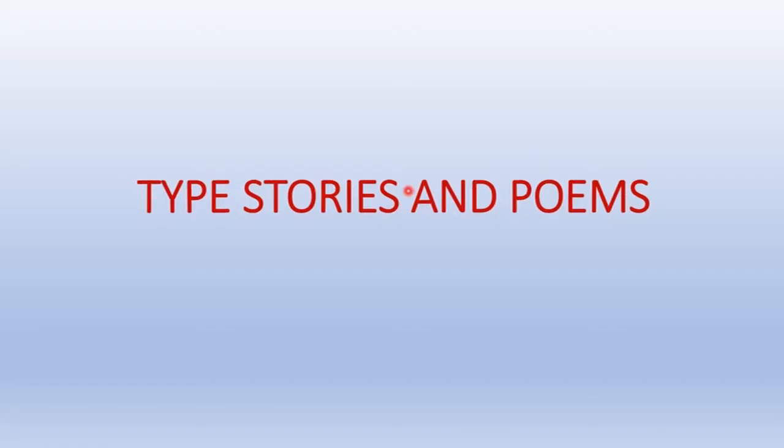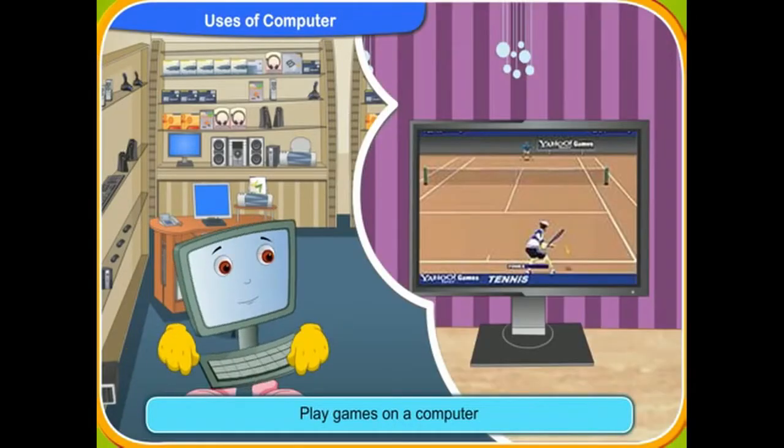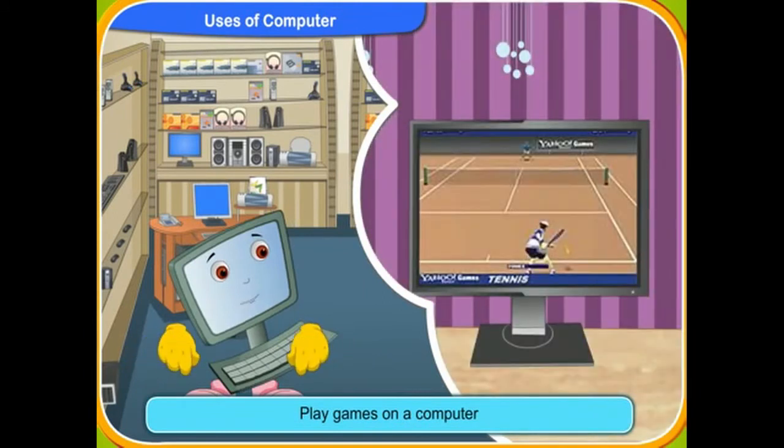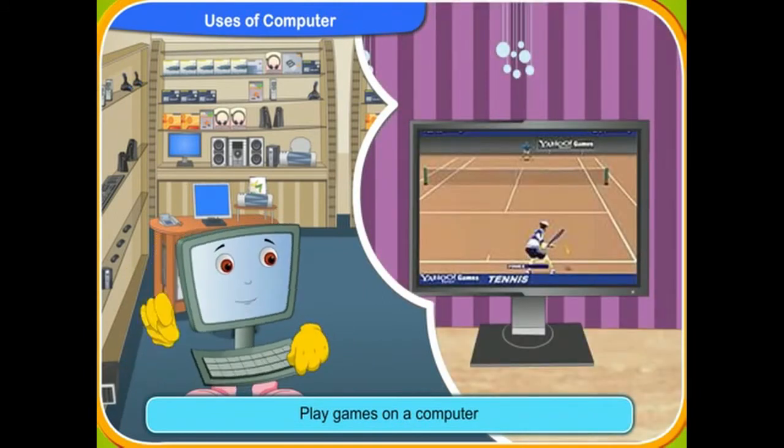Then next one, play music. You can hear music in your computer, isn't it? Then play games. Many, many games are there in your computer. Do you play games in your computer? Actually, it's not good to spend too much time in computer and mobile phone. Ma'am will not suggest to play games on computer and mobile phone. It will harm your eyes. But in our computer, lots of games are there. We can play using our computer.